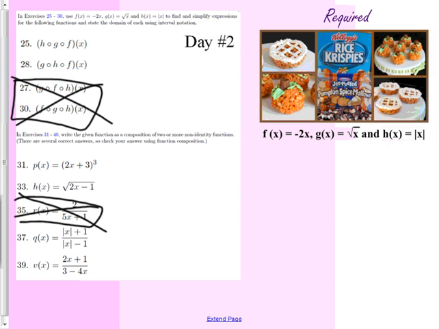So number 28 will be similar. Number 31. P of X is that, and it says write as a composition of two or more non-identity functions. This is the decomp part, the part we were just doing a minute ago. So here's your P of X, which I would like you to think all of these are like F of G of X. Act like they gave you F of G of X on all of these, and I would call the inside function always G of X, and I always call the other one F of X. That'll keep your life a lot simpler.